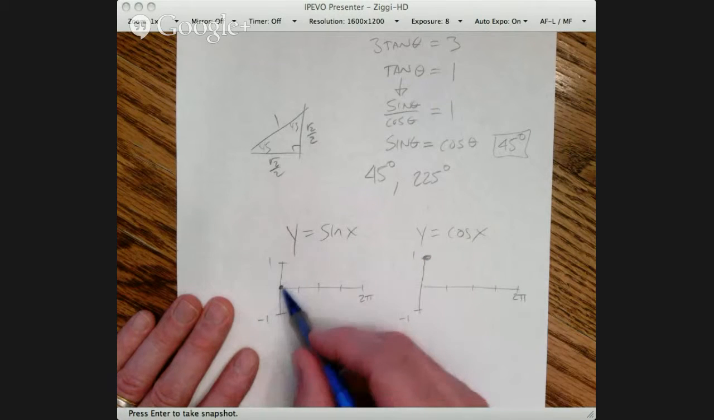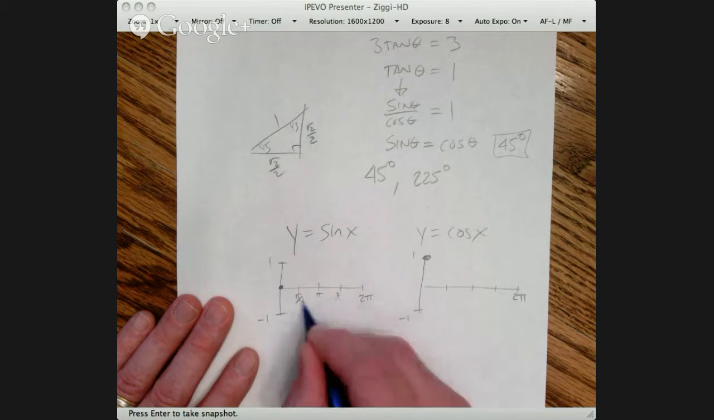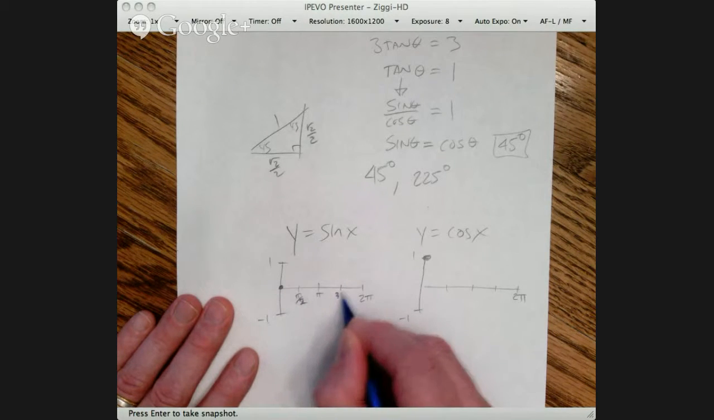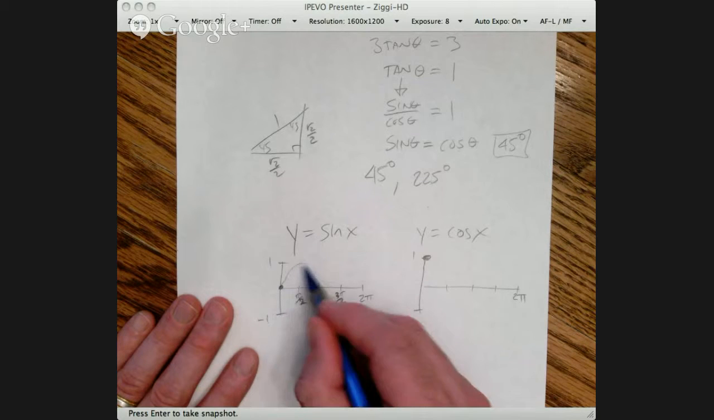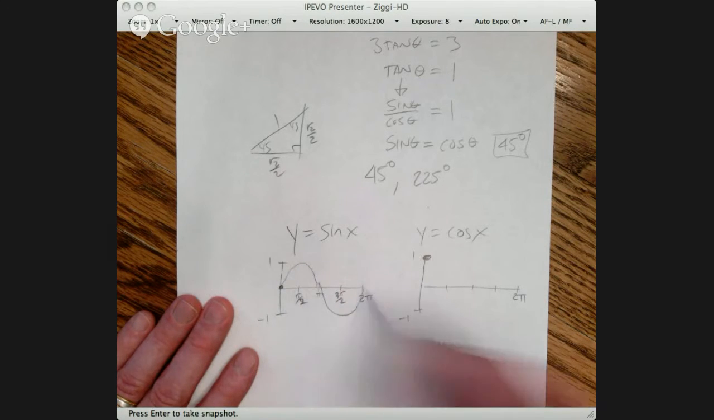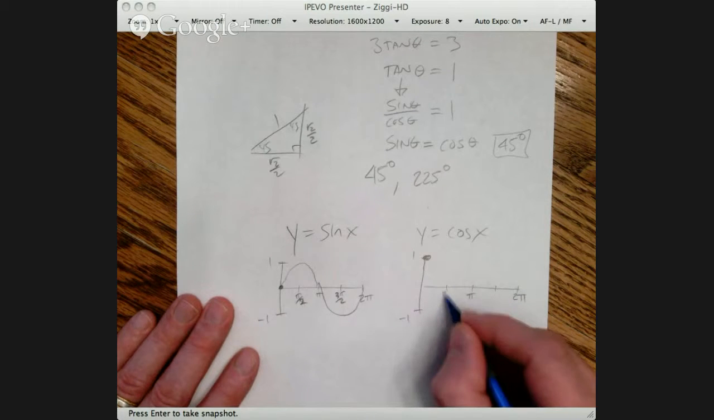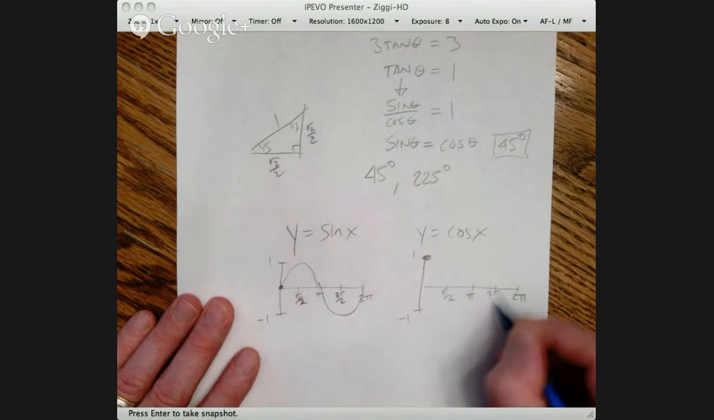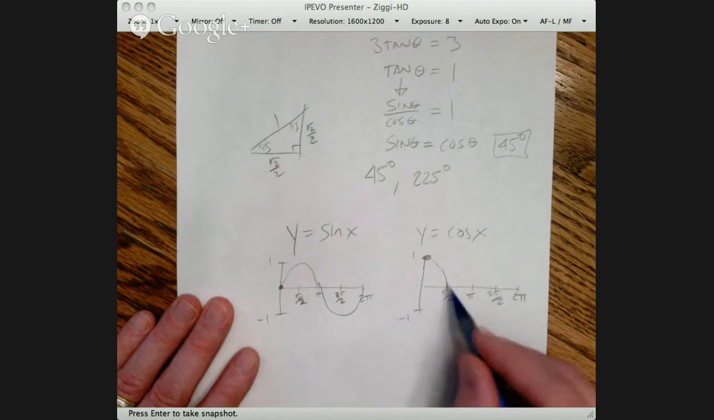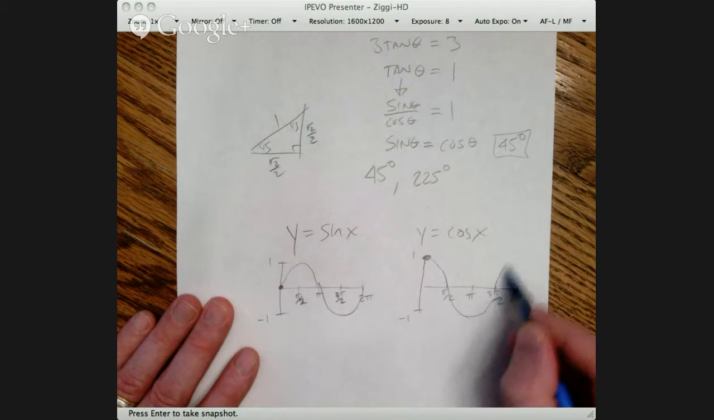And so what I've always done with this is just know all my points. This is pi over 2, pi, 3 pi over 2. And so this one's the one that goes like this. These have the same values. It's just that this one goes through like that.